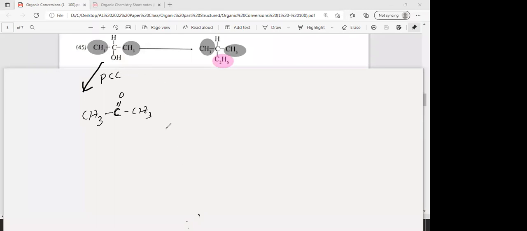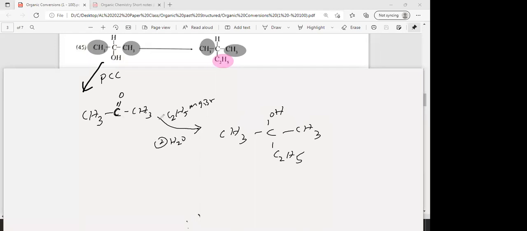After that, then you get, yes, you can use Grignard reagent. You can add CH3CH2MgBr, or else you can directly add C2H5MgBr. Then you get CH3C, this becomes OH, this becomes C2H5, this becomes CH3. First and then what you put is water. Number one this. Right?